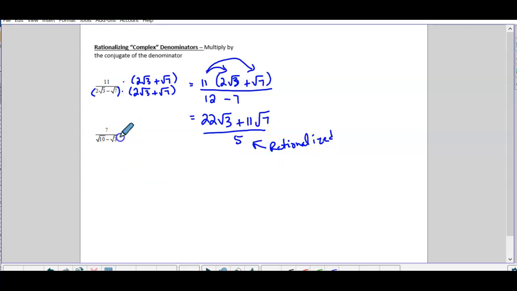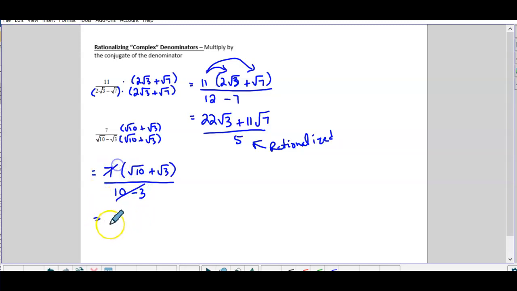This one, this will be root 10 plus root 3, top and bottom. I'm going to put it underneath here. So again, I leave the 7 just till I see what the denominator simplifies to. That's going to be 10 minus 3. And I see it does simplify to 7. So that divides out with this, and you're just left with root 10 plus root 3.